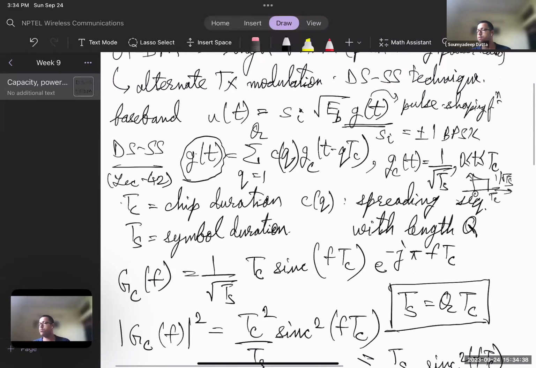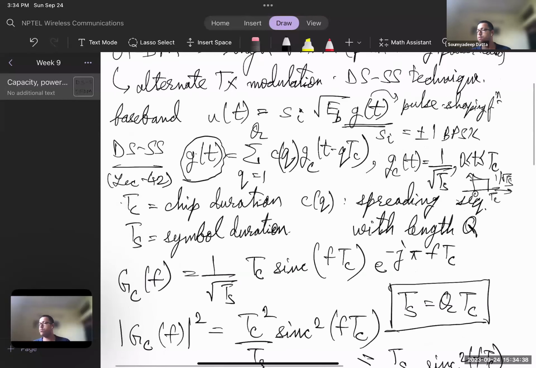But then if you have gc(t minus Tc), for example, which happens when q is equal to 1, then you are shifting this from Tc to 2Tc. Similarly, if you add them all, you will get the whole g(t), right? The crux of it is, if you take g(t) and take its Fourier transform, the actual pulse shaping filter, you will get something like this, right? The magnitude will be Ts and the crossing point will be 1 by Ts. So this you have to identify.